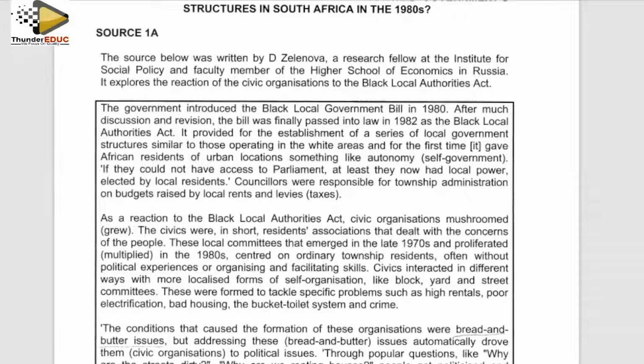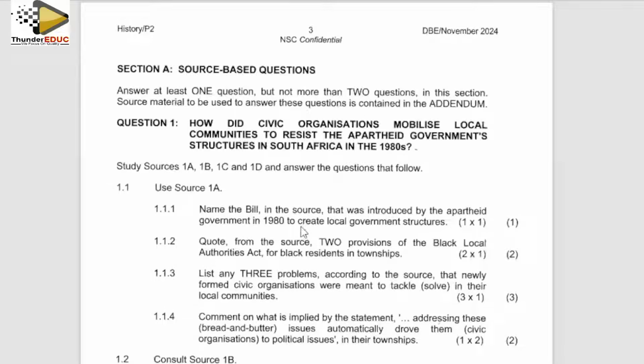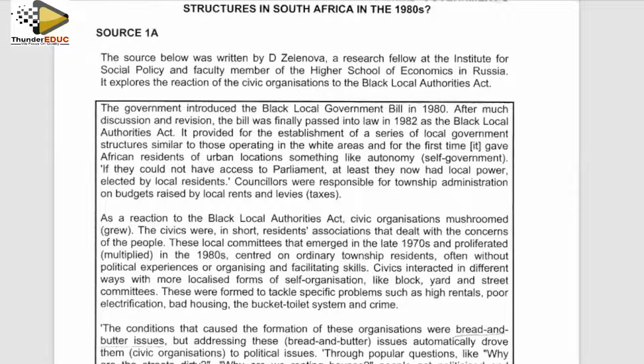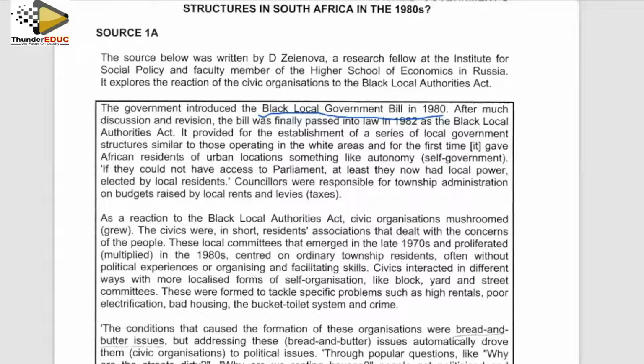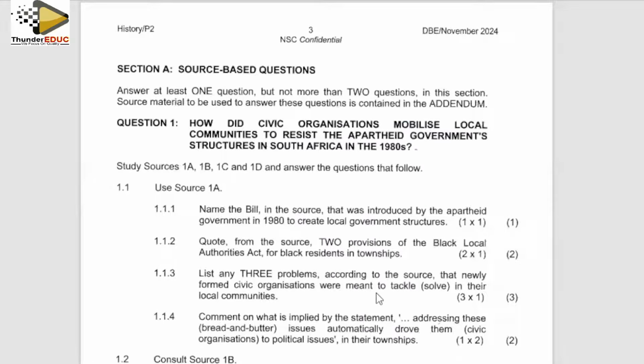So we want to find the name of the bill which was introduced by apartheid. If we go to the first part of our source, it says the government introduced the Black Local Government Bill in 1980. That is where we get our response. We get our response directly here. It says the Black Local Government Bill in 1980. That is our response to the first question, the Black Local Government Bill. Right, let's move on to the next question.